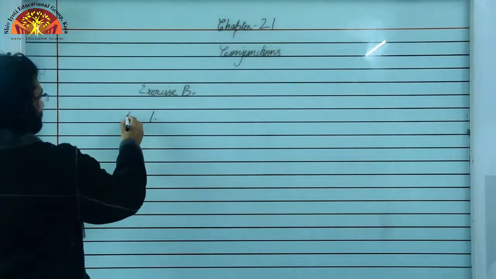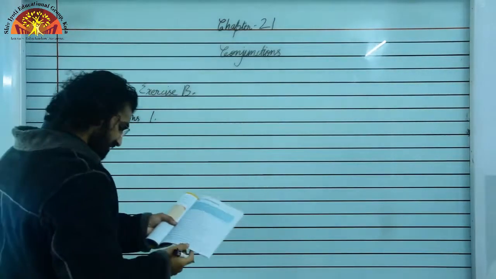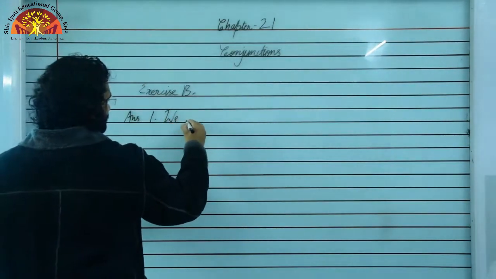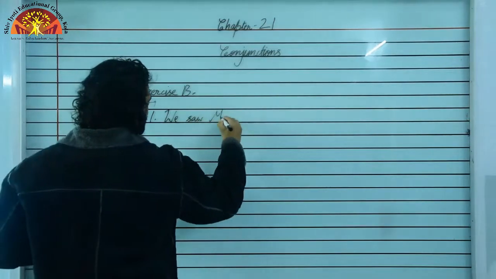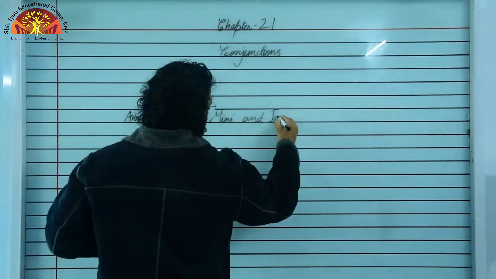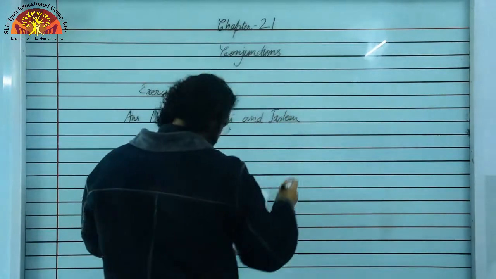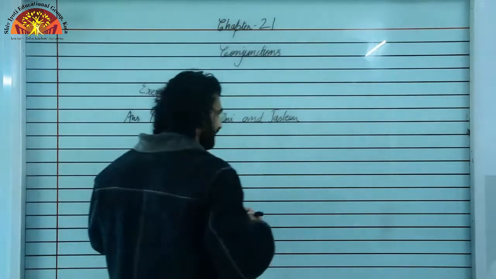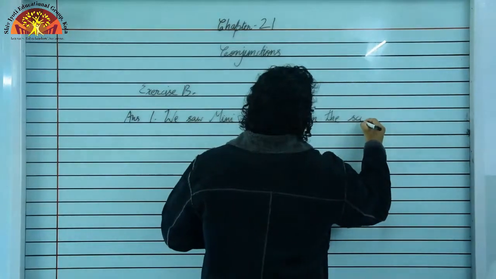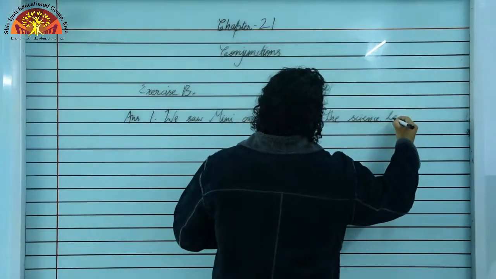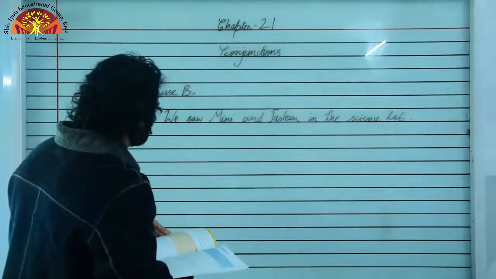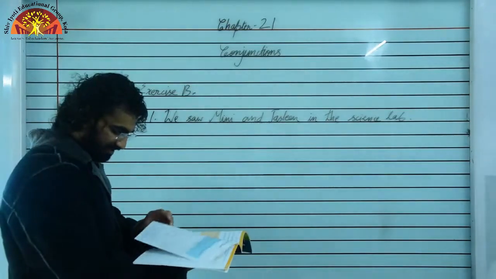So the answer of the first one, I'm writing the answer for you here. You have the question with you already. We saw Minnie and Jasleen in the science lab. With the help of this conjunction and, we are able to rewrite this sentence and join them.